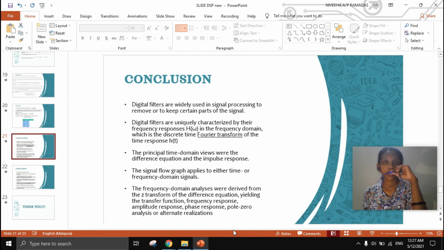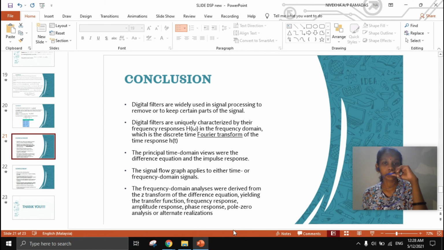The conclusion for chapter 5 is digital filters are widely used in signal processing to remove or to keep certain parts of the signal. Digital filters are uniquely characterized by their frequency responses in the frequency domain, which is the discrete time Fourier transform of the time response. The principal time domain views were the difference equation and the impulse response.